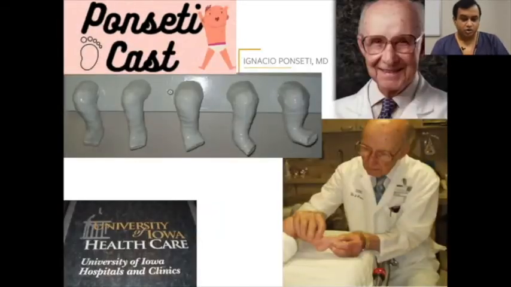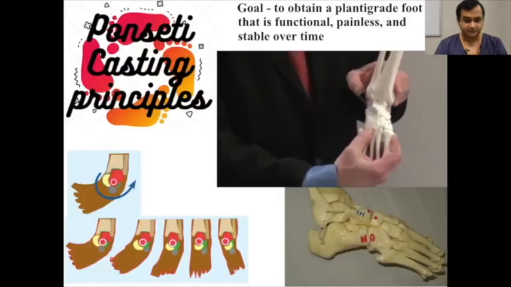We then go on to the next phase of the treatment, which is the casting. Casting, of course, the gold standard in clubfoot is the Ponseti cast. Dr. Ignacio Ponseti described it way back in the 1950s at the University of Iowa. So this is how the sequence of casts goes in a clubfoot, and this is how the deformity corrects. So we'll be going into the details of the technique.